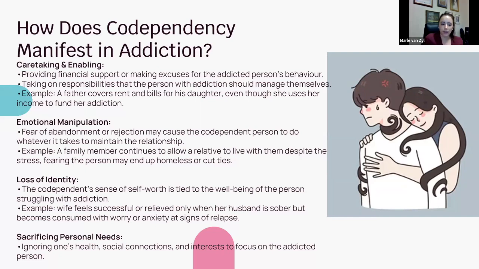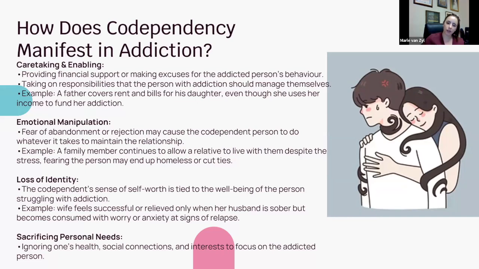Another way that it manifests is through a loss of identity. The codependent sense of self-worth is tied to the well-being of the person struggling with addiction. So an example of this would be the wife feels successful or relieved only when her husband is sober, but becomes consumed with worry or anxiety at signs of relapse.